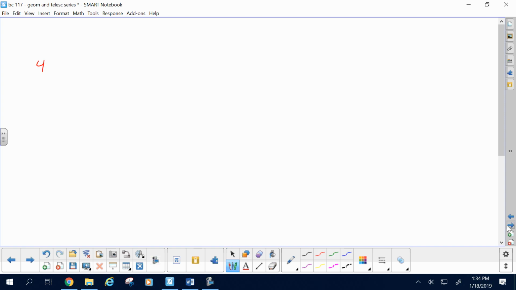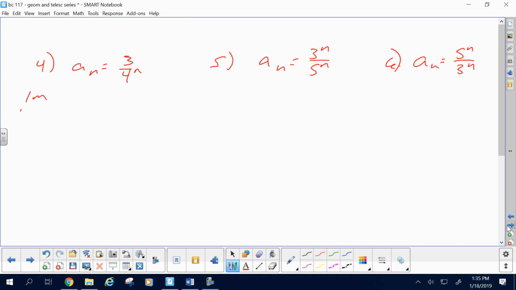Okay, so 4 is this. 5 is this. And 6 is this. The question is, show that the sequence, not series, sequence, which is the terms, converges or diverges. How do you show the sequence converges or diverges? That we've been doing for a long time. Take the limit of the terms. Yeah, the limit of the term generating formula.